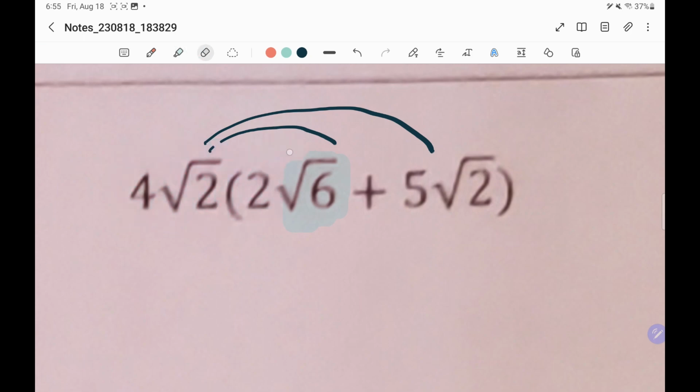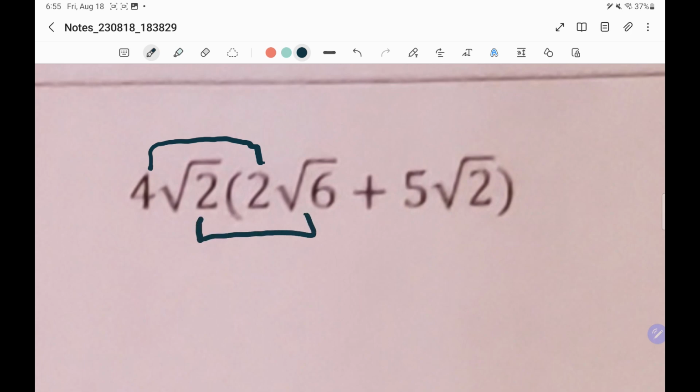So outers first. So what is going to be 4 times 2? Okay, because we have to do outers first and then we have to do inners. So on the outers, 4 times 2 is 8. On the inside, we're going to have the square root of 2, and then we're going to multiply by the square root of 6. So we write it in one radical, and then we're going to put both numbers inside.